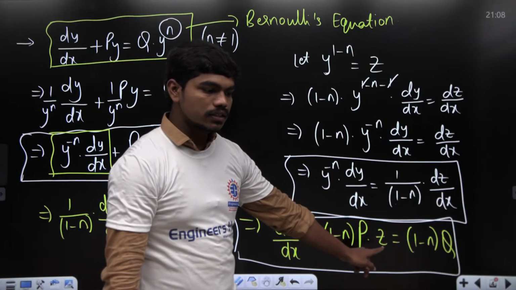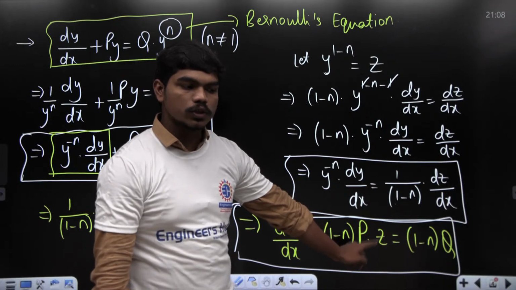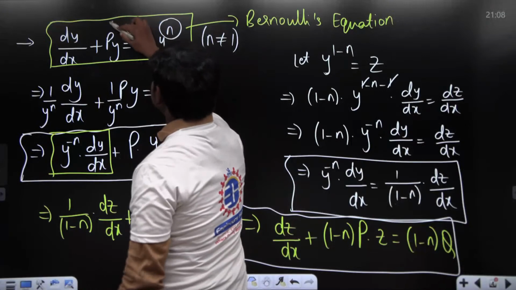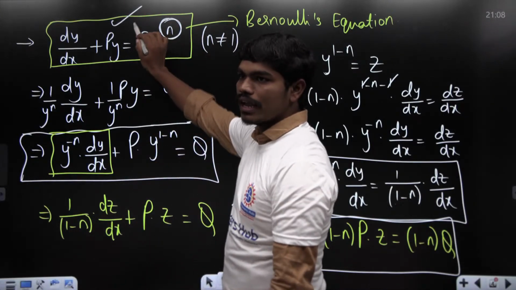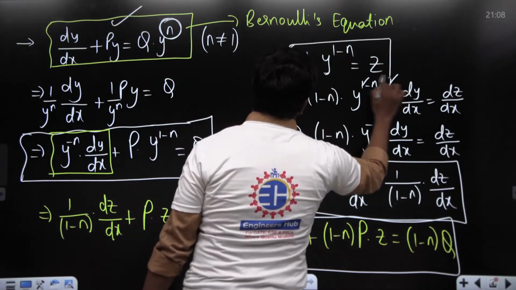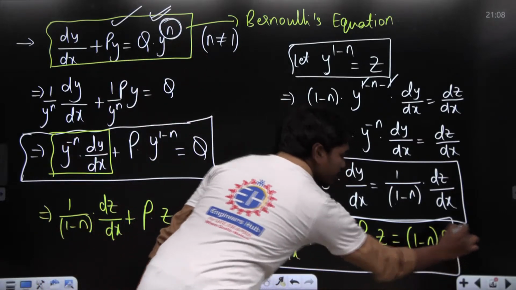Correct? Can I convert this? Can I call this a linear differential equation? Yes or no? Please tell me. Yes. So now we have seen, basically given is a non-linear differential equation because you have some higher powers of y, but by making some substitution which is feasible here by this form, we have converted this particular non-linear equation into a linear equation. Correct?